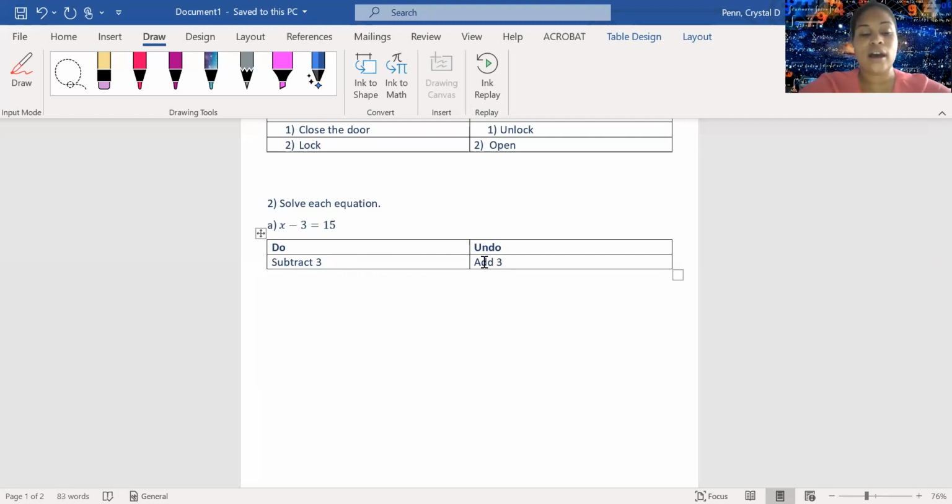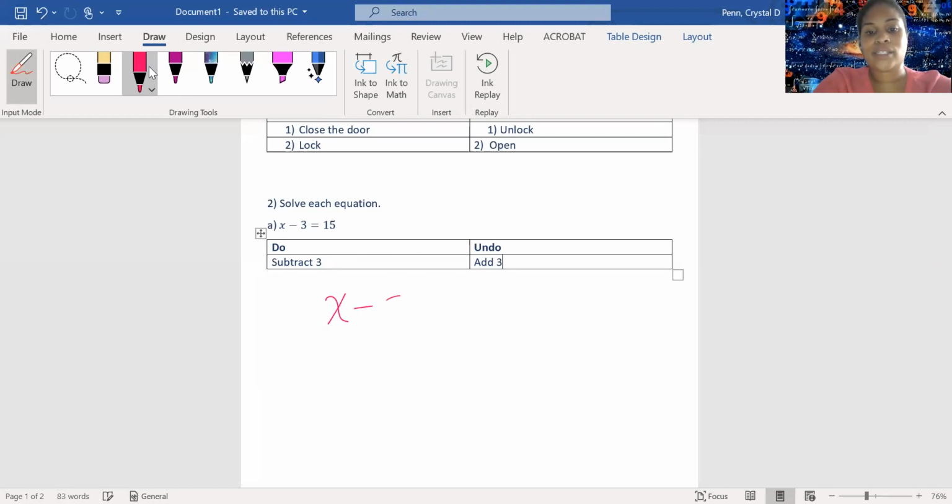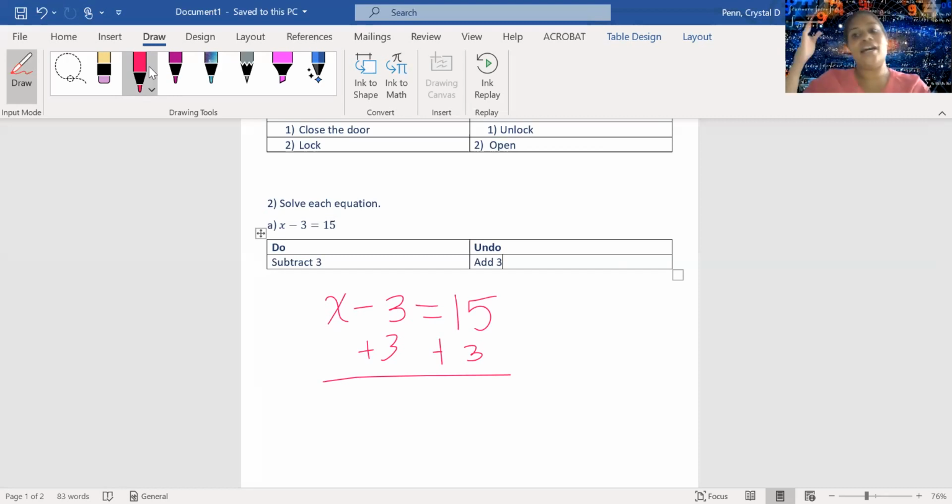One thing we do when we solve equations, remember, is the left side always has to equal the right side. Here I have x minus 3 equals 15, right? For me to undo that, to solve it, I would have to add 3. Notice how I am adding 3 on both sides because I want to keep my equation balanced. You can't say, I'm only going to add 3 on the left side and not the right. Oh no, the right side would be hurt. So you have to add 3 on both sides to keep it balanced.